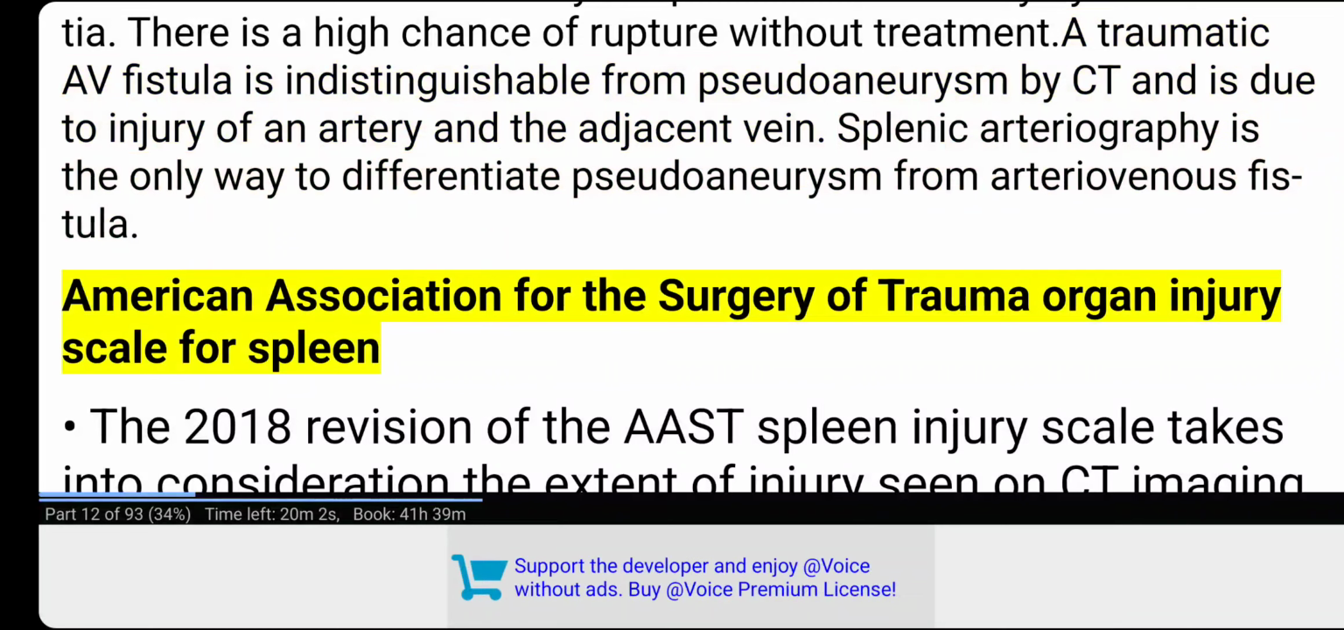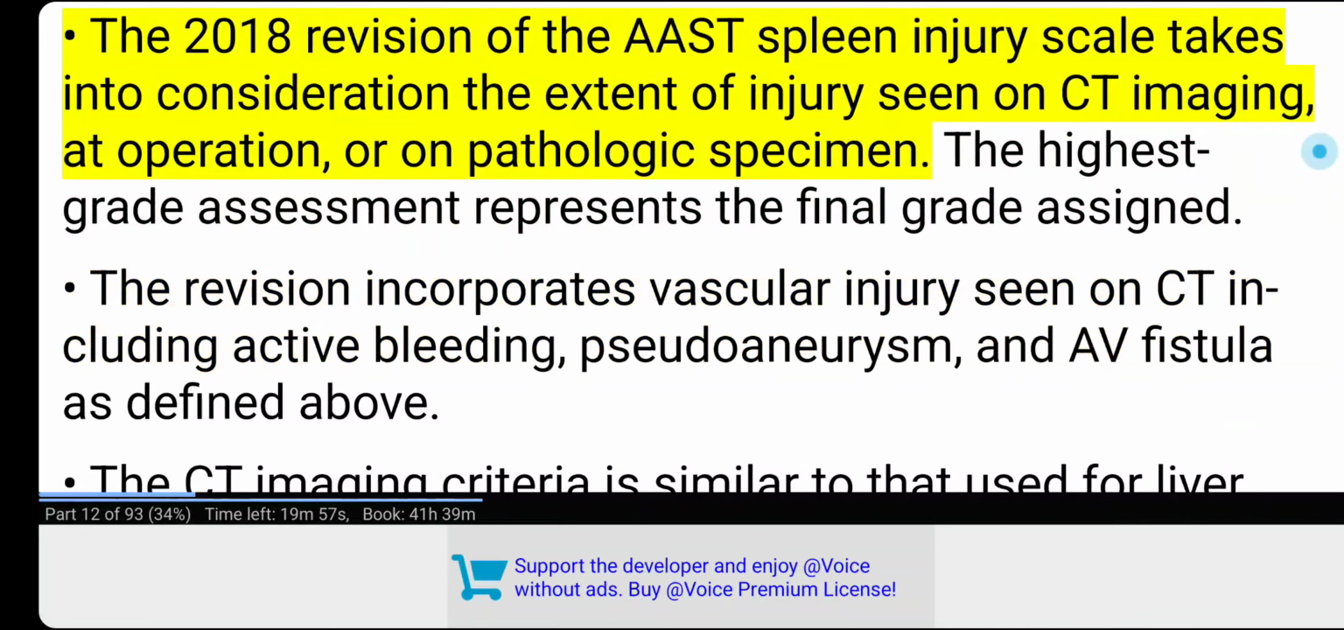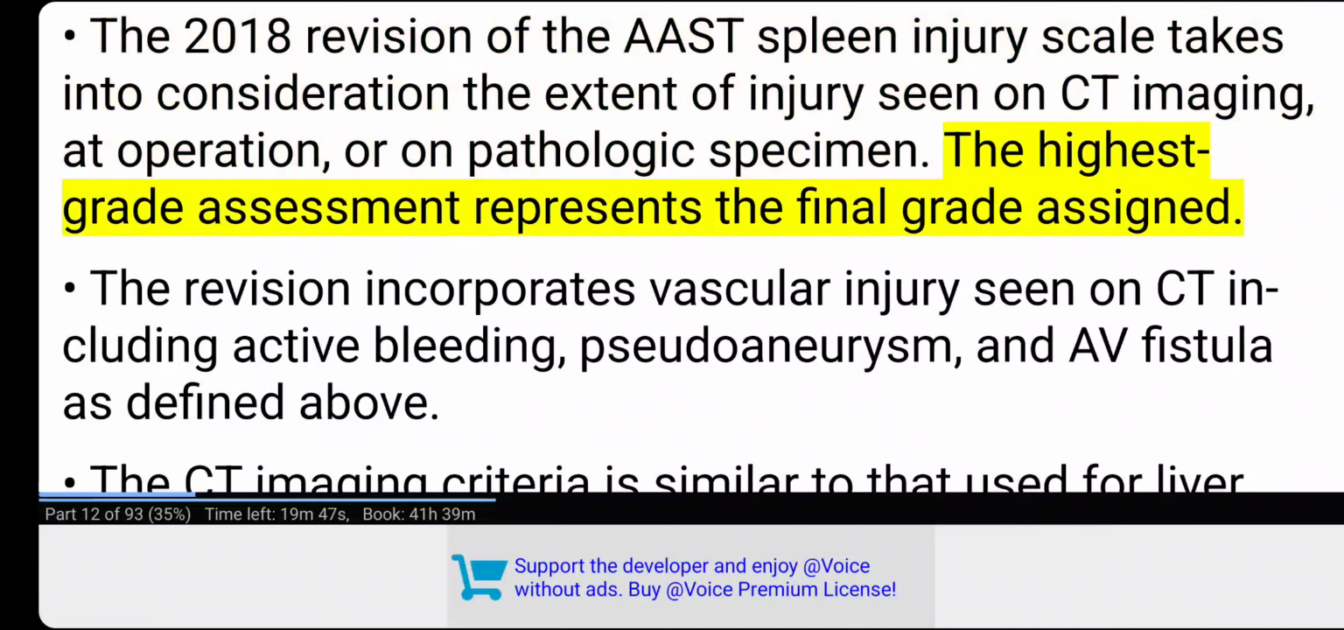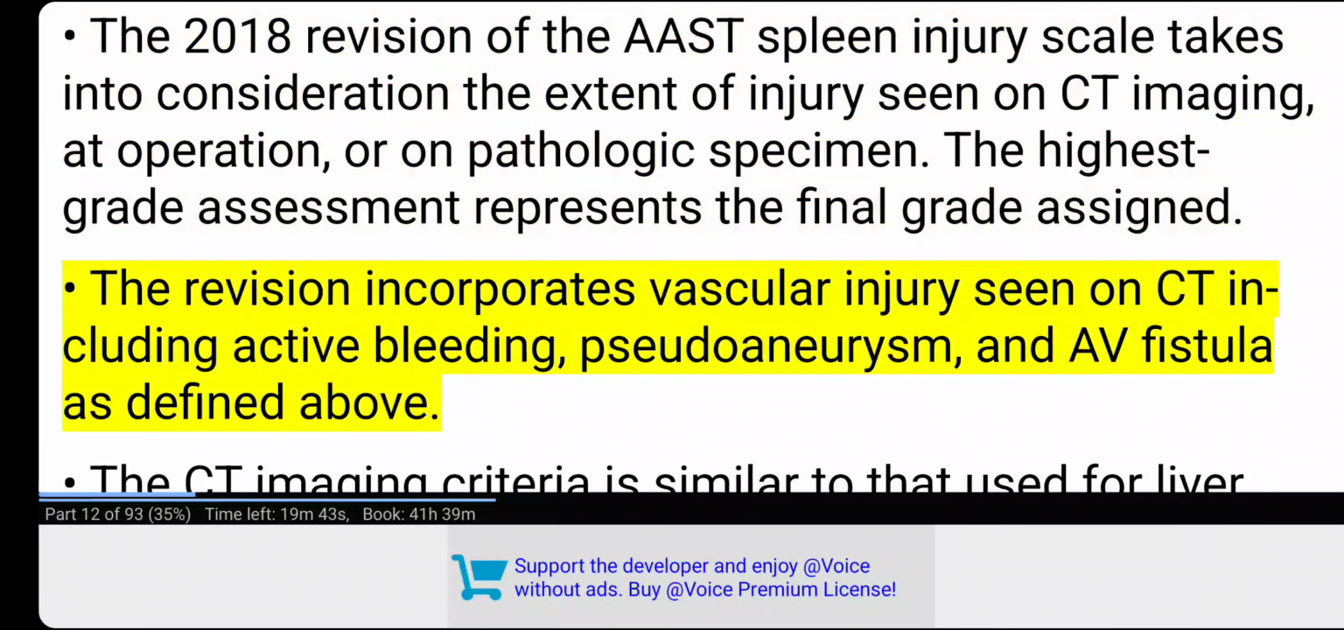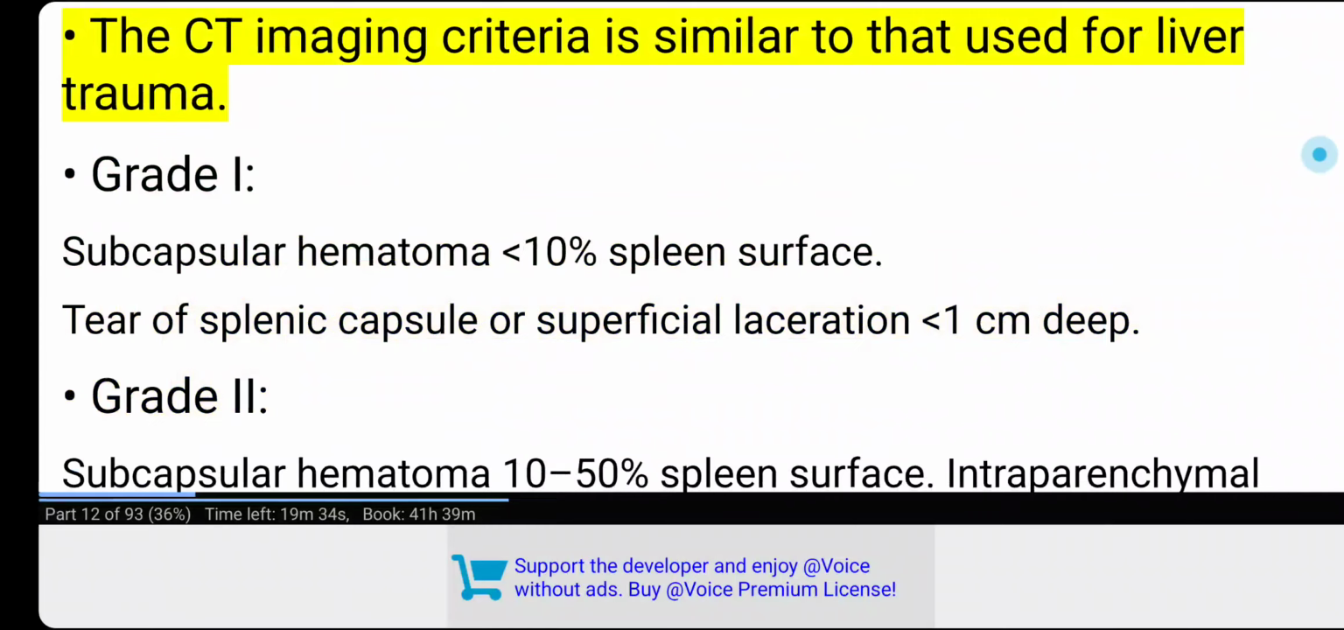American Association for the Surgery of Trauma Organ Injury Scale for Spleen. The 2018 revision of the AAST spleen injury scale takes into consideration the extent of injury seen on CT imaging, at operation, or on pathologic specimen. The highest grade assessment represents the final grade assigned. The revision incorporates vascular injury seen on CT including active bleeding, pseudo-aneurysm, and AV fistula as defined above. The CT imaging criteria is similar to that used for liver trauma.